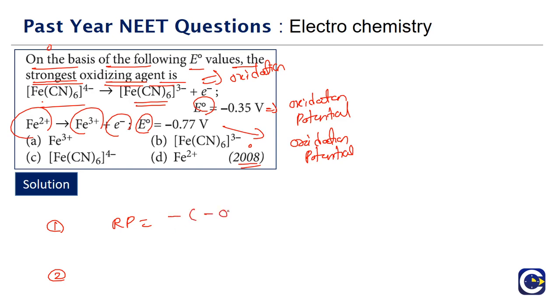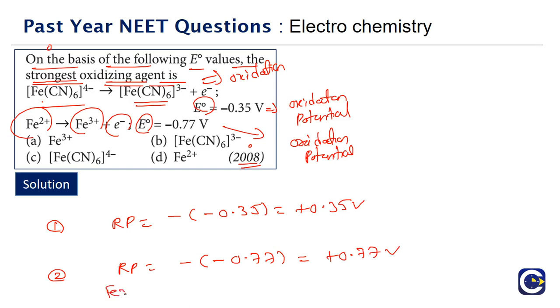So minus of minus 0.35 means what? It will be plus 0.35. That is the reduction potential. Second reaction, minus of minus 0.77. What is it? It will be plus 0.77. So the reduction of Fe3+, for the reduction of Fe3+, right? Reverse means Fe3+ will be reduced. The reduction of Fe3+, what is the potential? Plus 0.77.